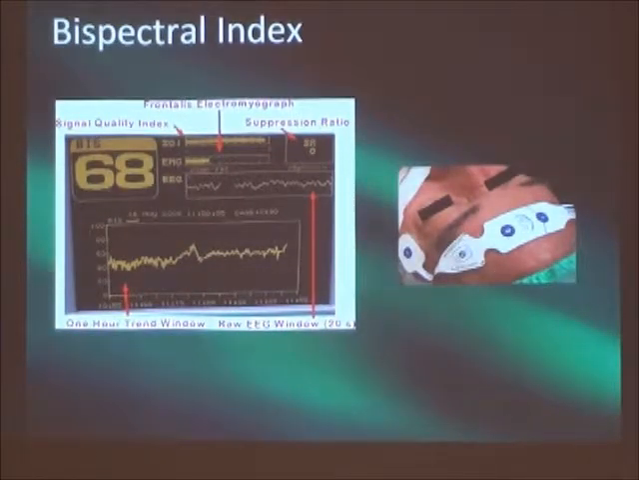Bispectral index. This is a tool that we have to get from anesthesia. They use these in the OR. They're basically a one-lead monomorphic EEG. As you can see, the picture on the right is how you apply the lead, and on the left is what the screen looks like. There's an SQI, just like in some of the other tools we use. That's a signal quality index. You want to have a good signal. Then there's the suppression ratio, and of course the trend window and EEG window that you'll pay attention to as well. That score in the upper left-hand corner, that 68, is important.